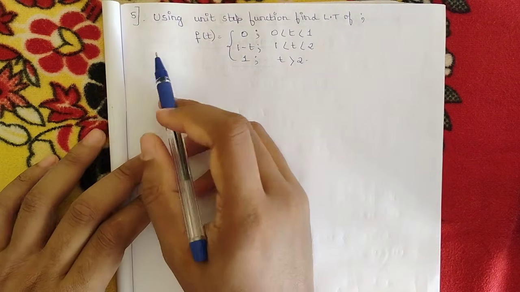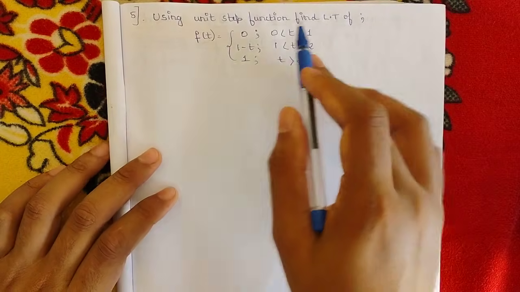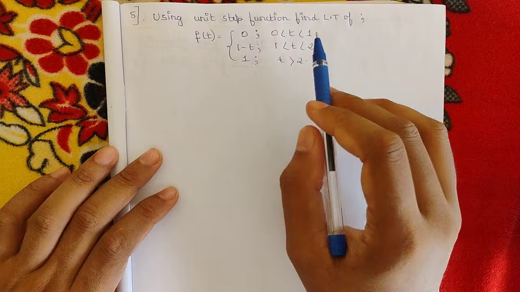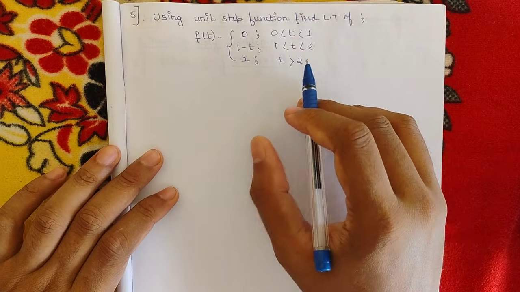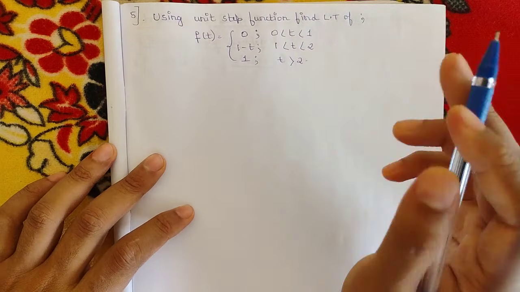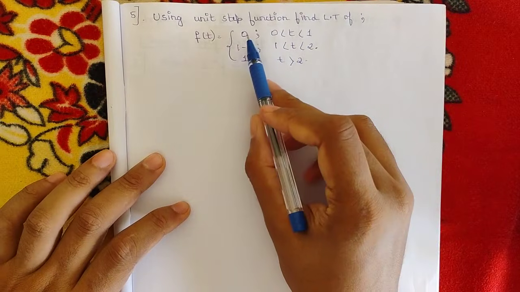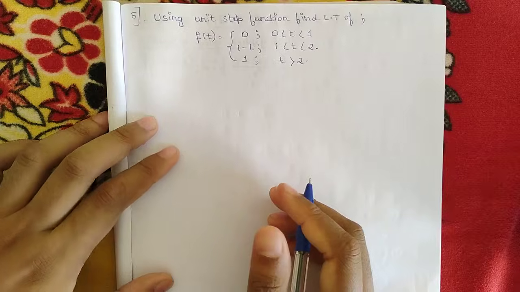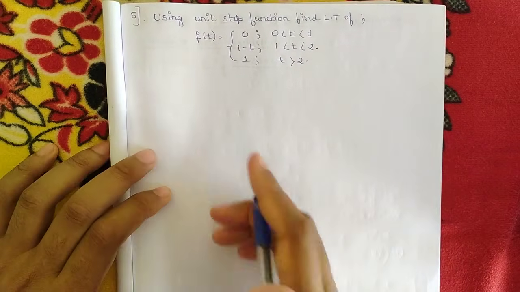So this is the last problem. Using unit step function, find the Laplace transform of the following f of t. Again this is of the third property form where we have two values a and b as well as three cases. So apply that third property and solve this quickly. This is a very small problem.